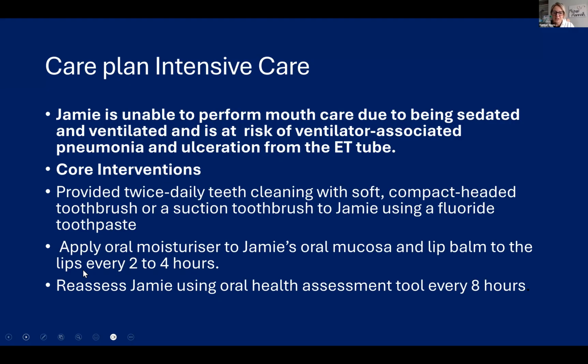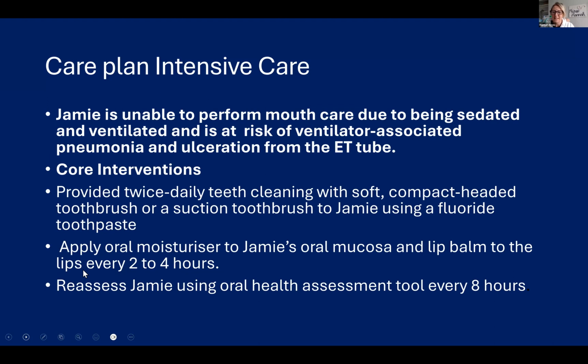So again, core interventions. We're going to do twice daily teeth cleaning with a soft compact toothbrush, or maybe a suction toothbrush, using fluoride toothpaste. All patients have that, even those that are asleep in intensive care. Apply moisturiser to Jamie's oral mucosa and lip balm to the lips every 2 to 4 hours. And we're going to reassess Jamie using the oral health assessment tool every 8 hours.